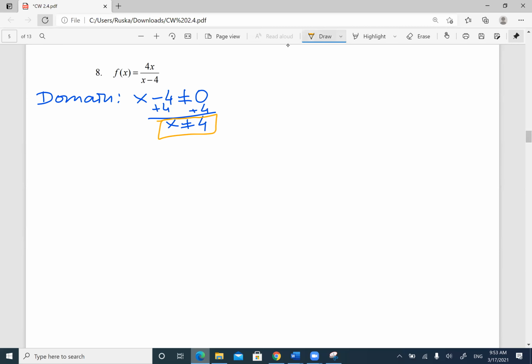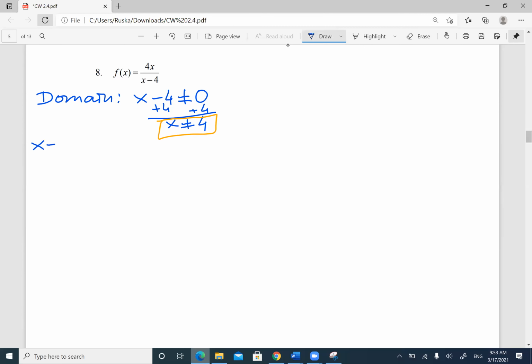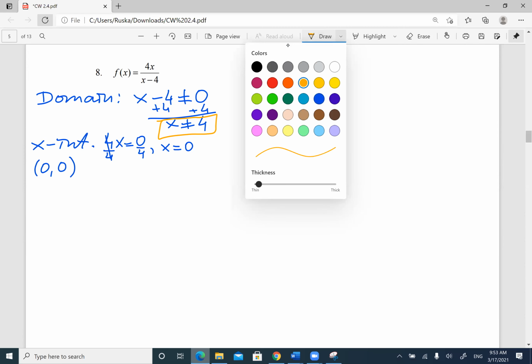Okay, then after that, we're gonna find the X intercept and the Y intercept. For X intercept, you're gonna solve the top equals 0. So you're gonna solve 4x equals 0. You're gonna divide by 4. And the X intercept is gonna be x equals 0. So the point, the graph is gonna go to 0, 0. Okay, that's my X intercept, 0, 0.